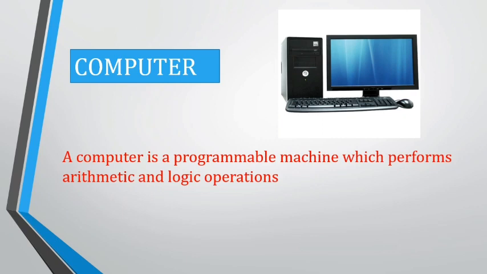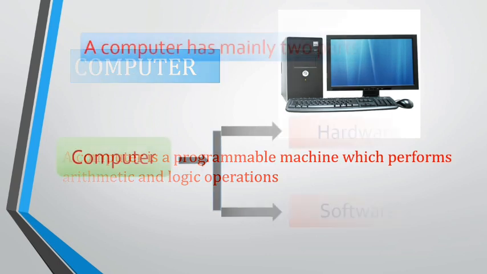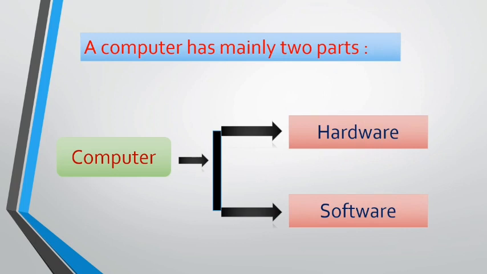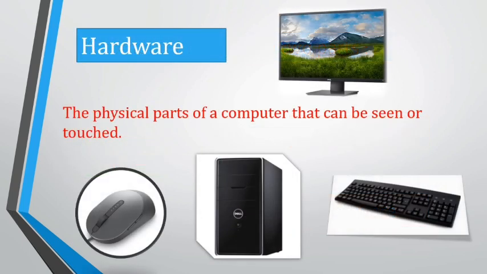Computer. Computer is a programmable machine which performs arithmetic and logic operations. A computer has mainly two parts: hardware and software. Hardware: the physical parts of a computer that can be seen or touched.